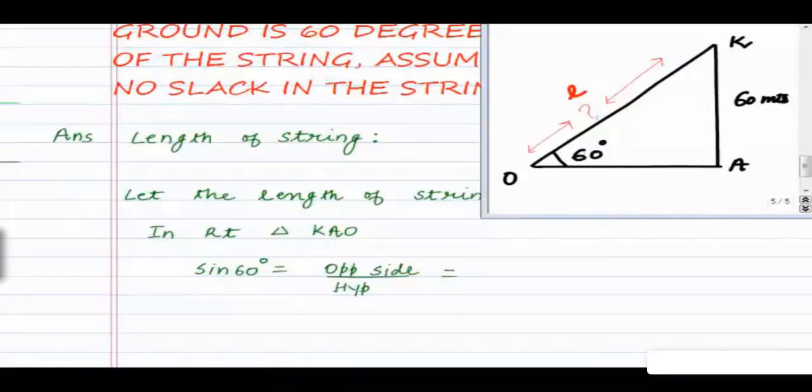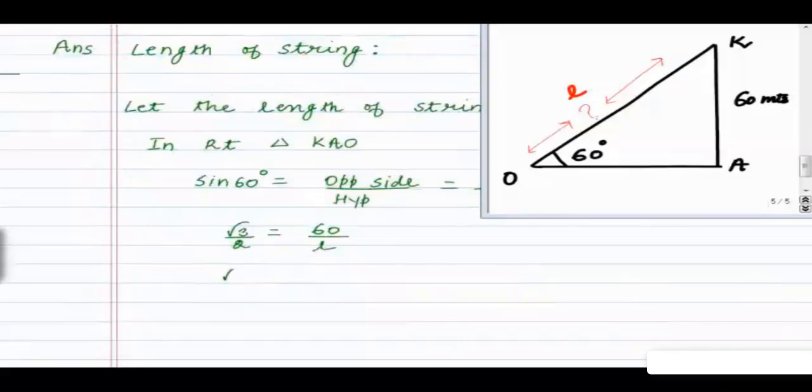From our figure, this is our angle 60 degrees. The opposite side here is KA and the hypotenuse is KO. So sine 60 is KA divided by KO. Now we know that sine 60 is equal to root 3 by 2. This is equal to KA, from our figure, which is 60, divided by KO, which is L.